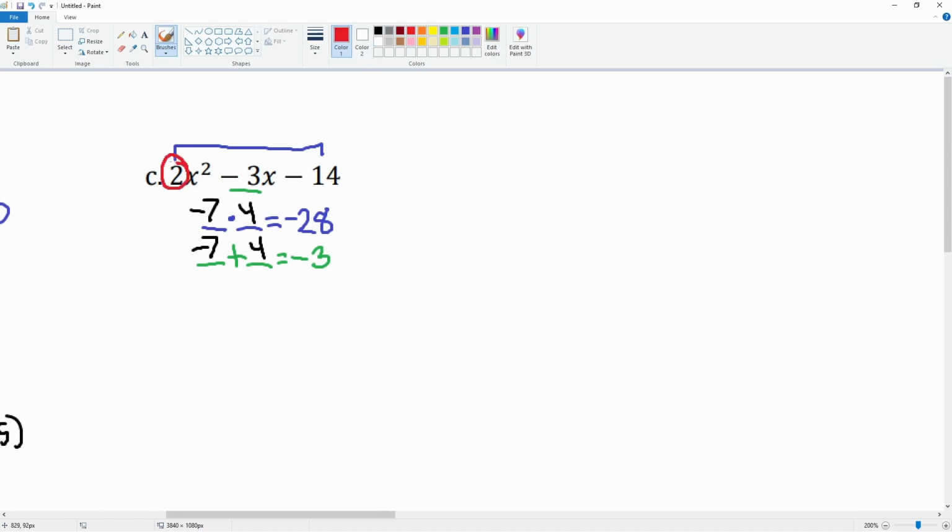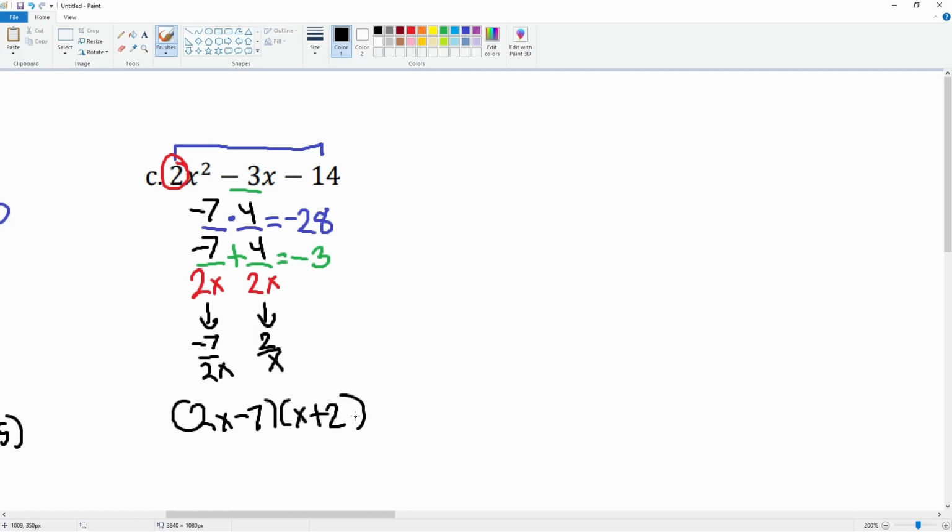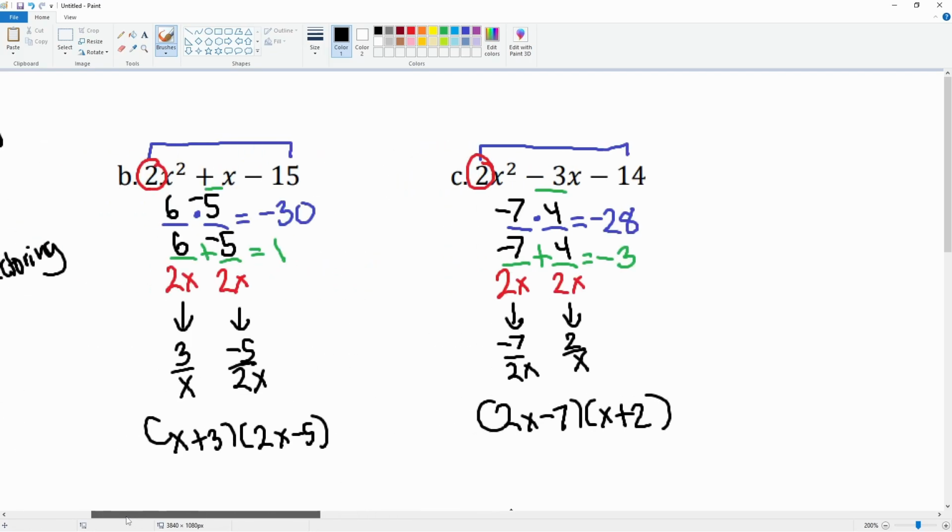Then we do want to divide by that ax term, so 2x. Nothing simplifies in negative 7 over 2x, and the 4 over 2x does simplify, becomes 2 over x. In factor form, we get 2x minus 7 and x plus 2. There you go. That is how you factor the trinomial.